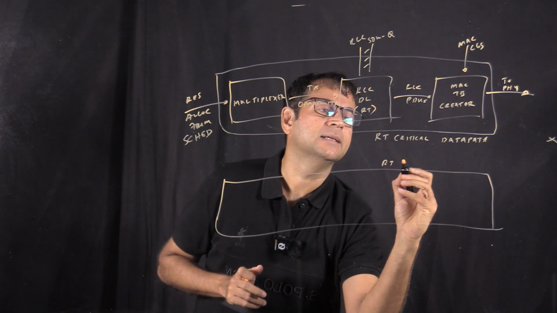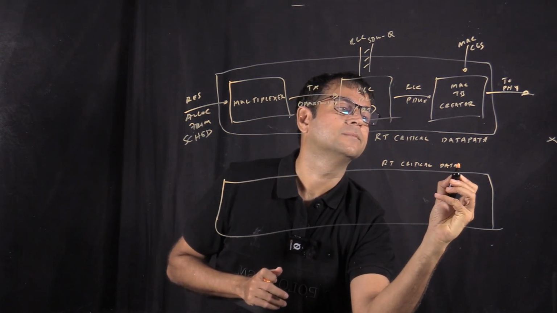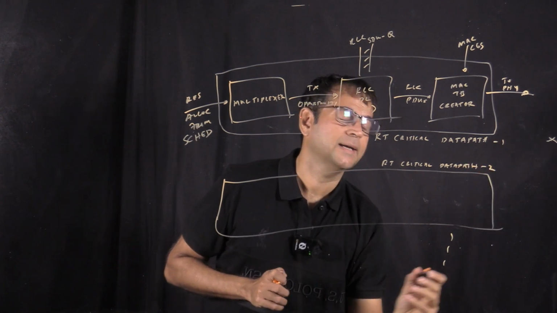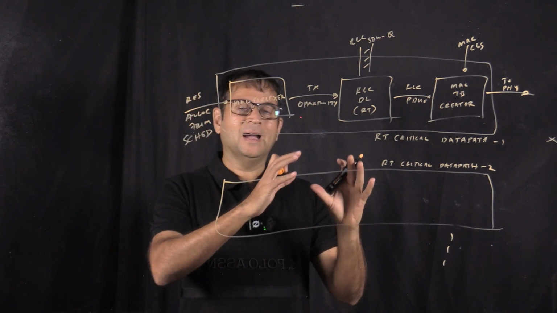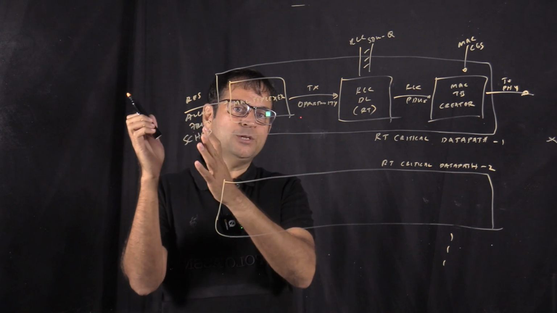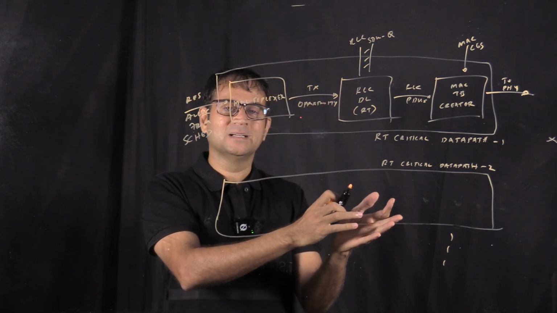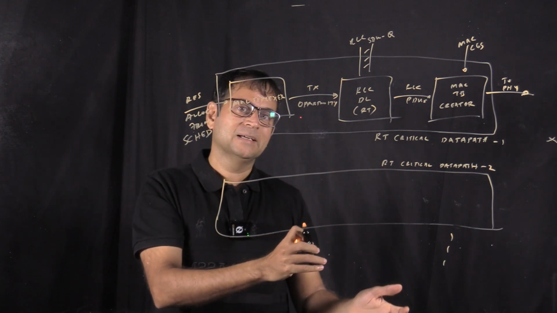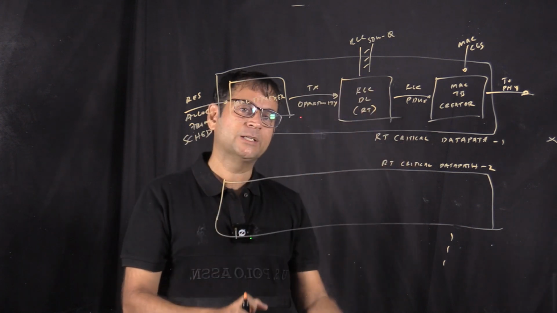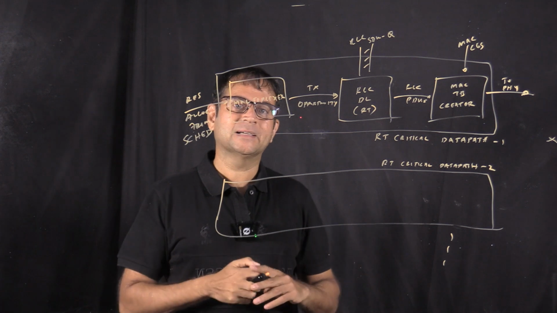So RT critical data path 2, and so on, right? Multiple instances, and in every TTI, if you have 20 UEs, you give 10 UEs to this instance and the other 10 UEs to this instance to be processed. And if you want more instances, suppose you have 4 instances, you could give 5 UEs per TTI to each of these instances. That way you scale up, right? You can scale to any number of UEs per TTI that way.